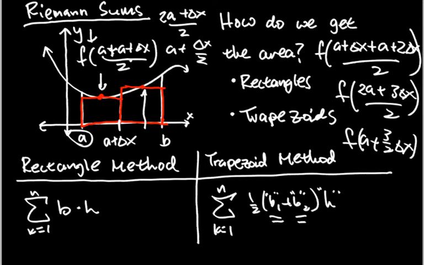Alright, so how do we get this? We see that we have 1 over 2 delta x, a plus 1 over 2 delta x, and a plus 3 over 2 delta x. So it ends on this. So let's see, what can we do?